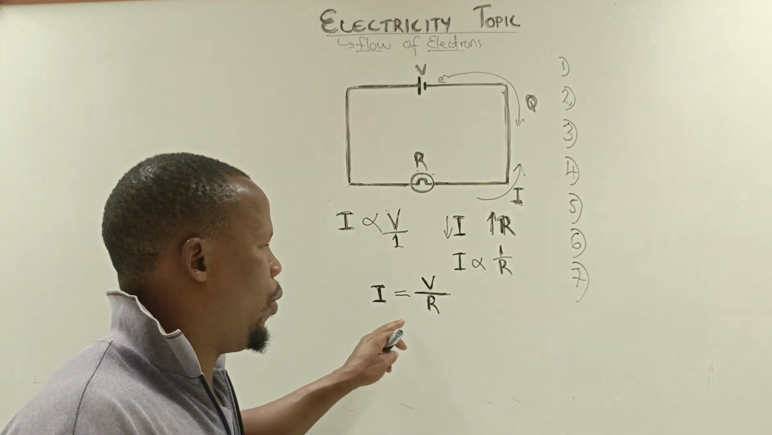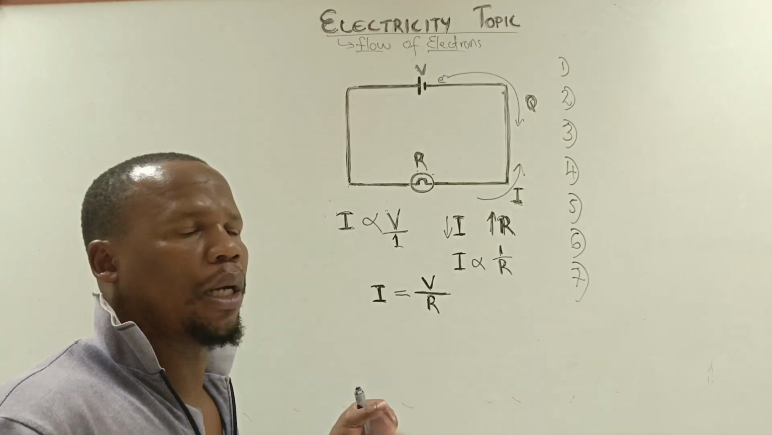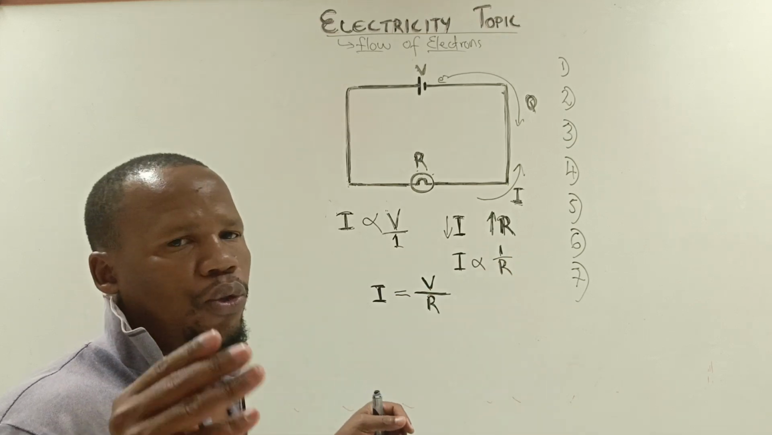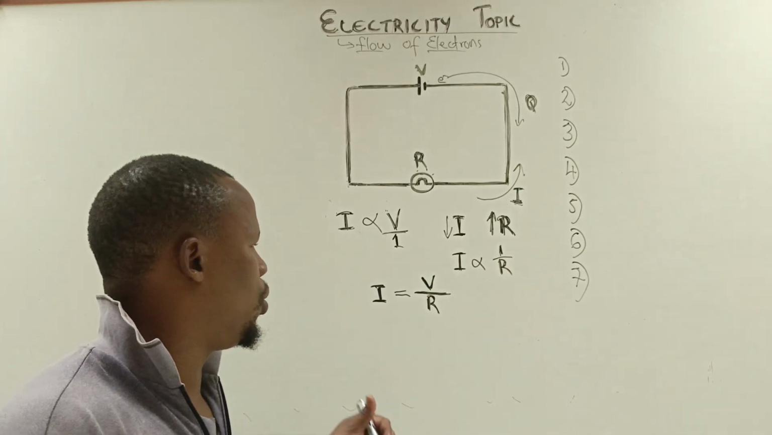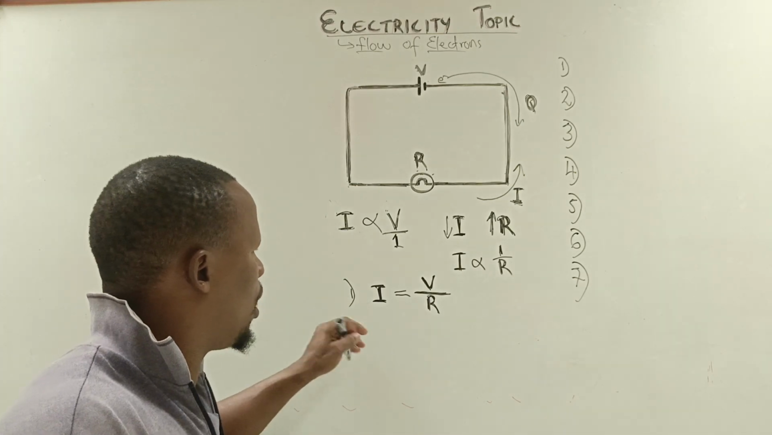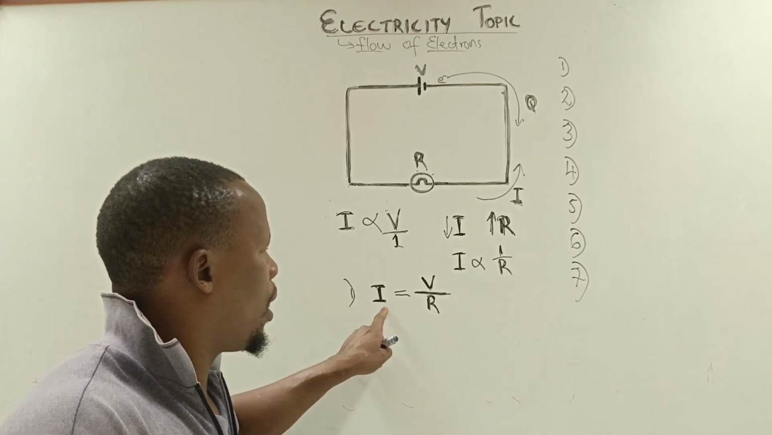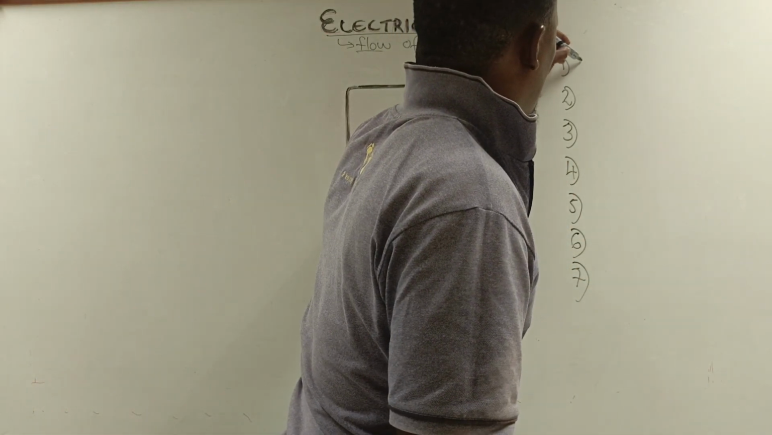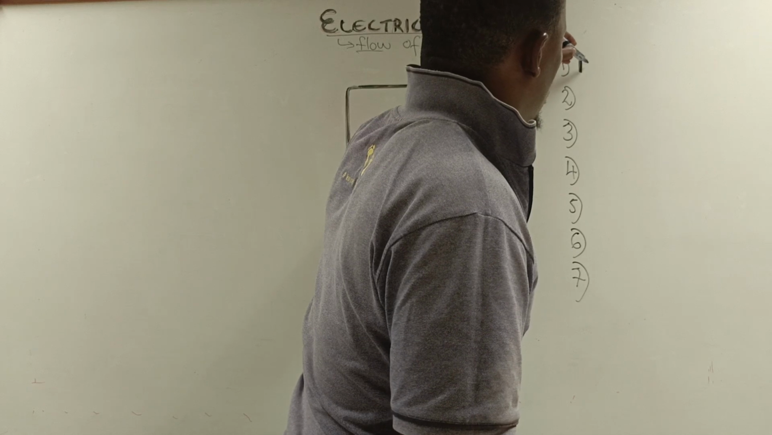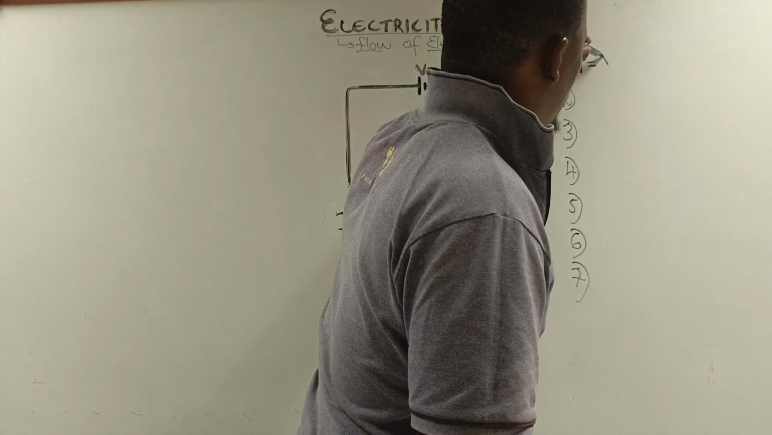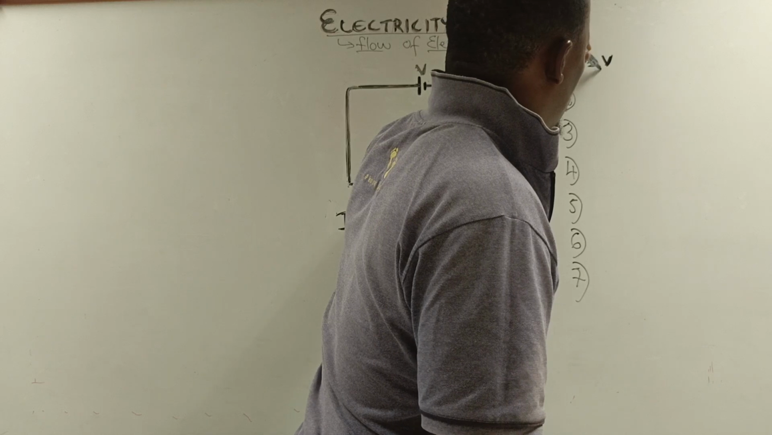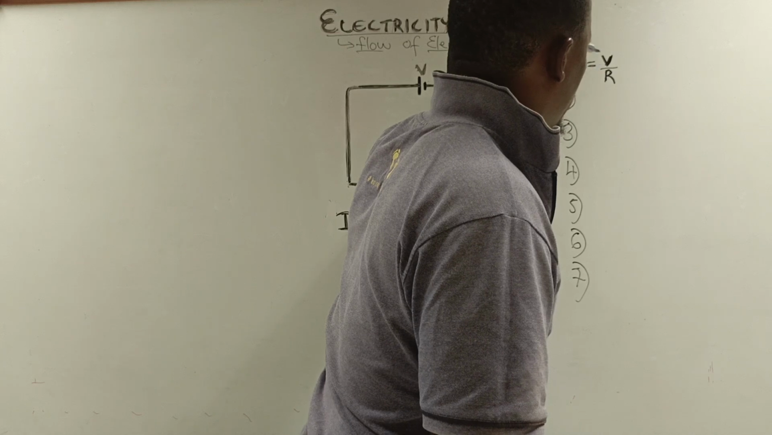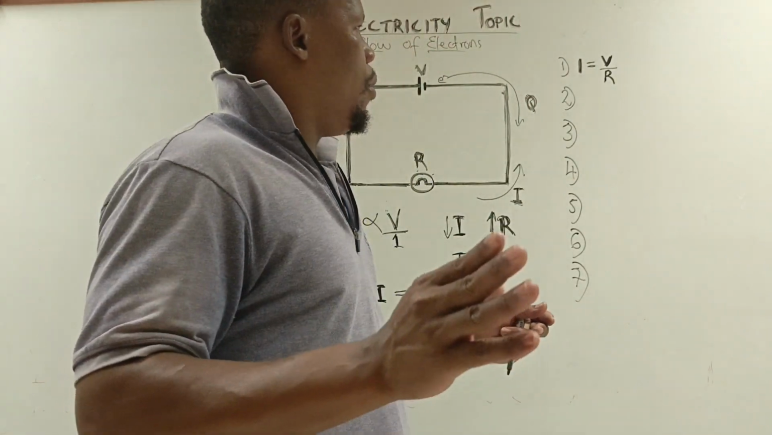So by so doing, we have derived our first formula. Your duty as a BGCSE candidate is not to derive this, but to memorize this formula. Our first formula of electricity is: current is equal to V over R.